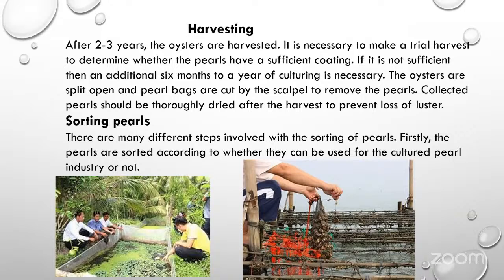Now, in this, normally what happens? We get different kinds of pearls. It can be regular, round, or unattached pearls are also obtained in this. During sorting of pearls, there are many different steps involved. Firstly, the pearls are sorted according to whether they can be used for the culture pearl industry or not.